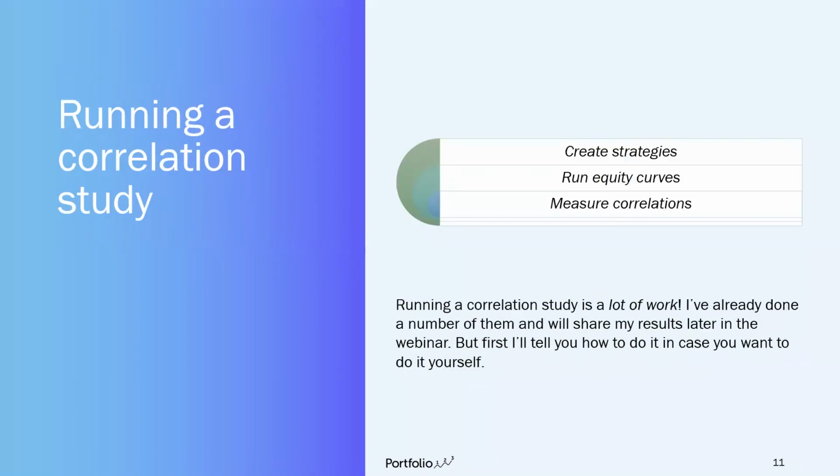Now, to answer these questions, the best way to do it is to run a correlation study. You create strategies, you run equity curves, and you measure correlations. And running a correlation study is a lot of work. I mean, it takes you weeks. I've already done a number of them, and I'll share my results very shortly.